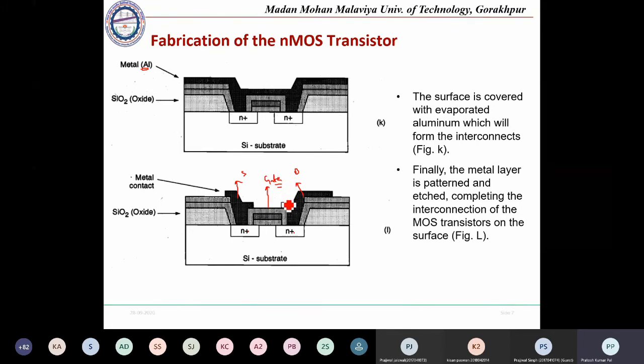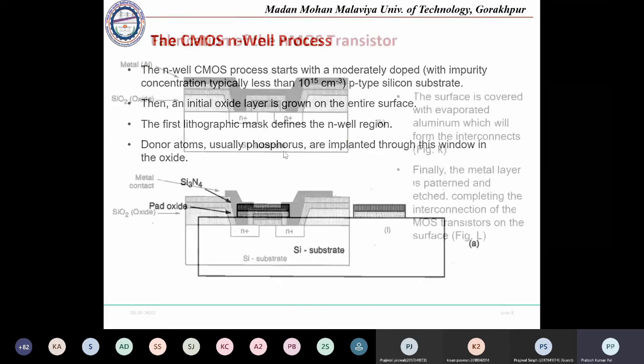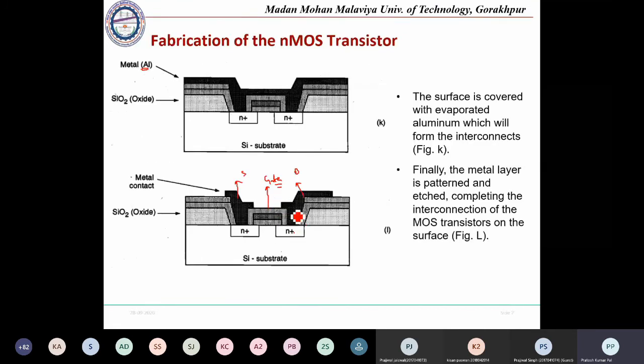Still we are having some modification, like whatever this gate region is there. Once this has been done, this much of steps is required to fabricate the NMOS. So this is the complete NMOS structure.